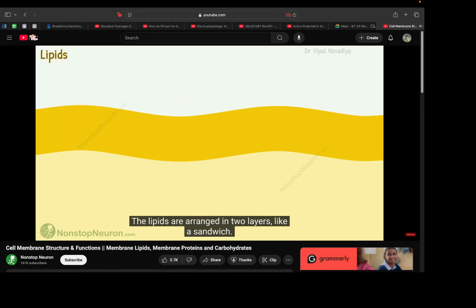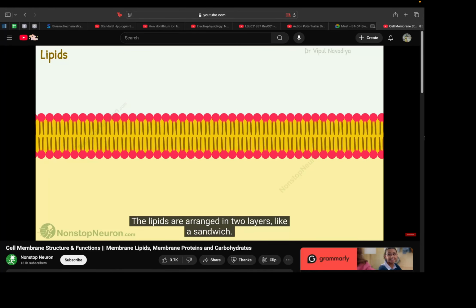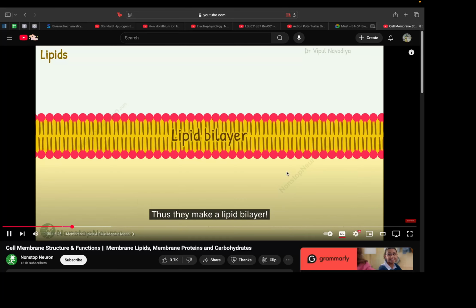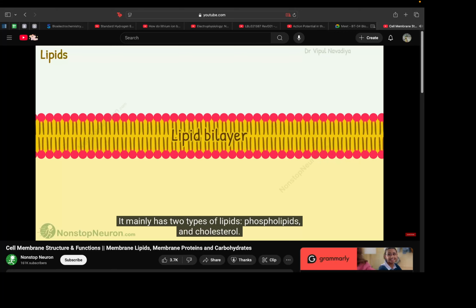First, the lipids. The lipids are arranged in two layers, like a sandwich. As you can see in the image also, as we discussed just before coming to this video, there are different types of lipids, right? But in the plasma membrane, the phospholipid type of lipid is predominantly present in eukaryotes, okay? Which is represented like a head and two tails. Thus they make a lipid bilayer. It mainly has two types of lipids, phospholipids and cholesterol. Along with them, there are other types of lipids as well. Phospholipids are by far the most abundant among them.